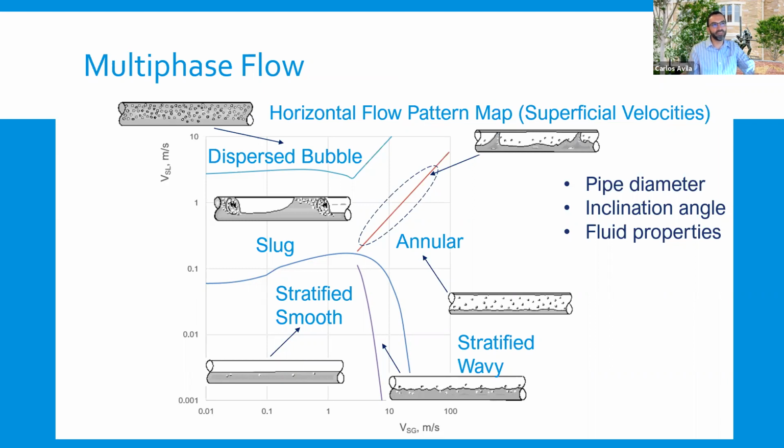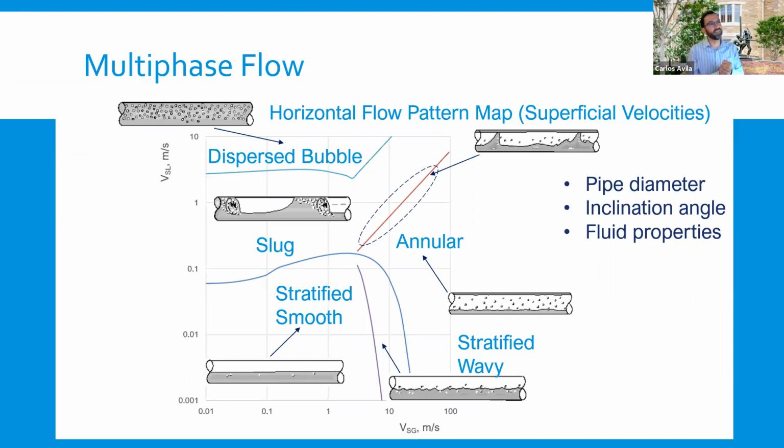I'm showing here an example of a horizontal flow pattern map as an example of one of the cases that you could see in multiphase flow. Multiphase flow and flow patterns is basically the configuration that two or more phases have inside a pipe as they rearrange themselves as a consequence of the velocities, but also for a particular pipe diameter, inclination angle, and fluid properties.